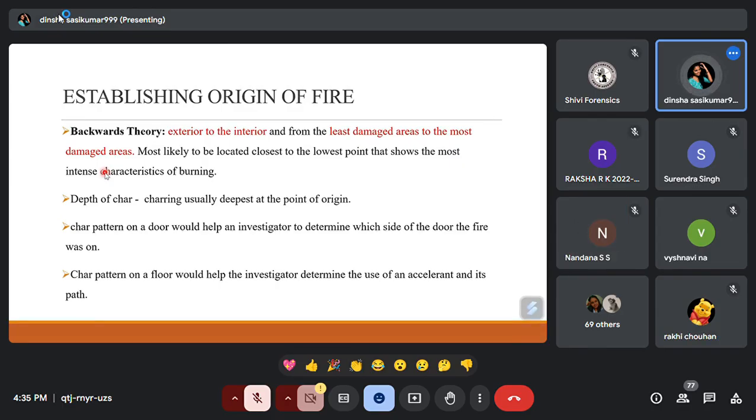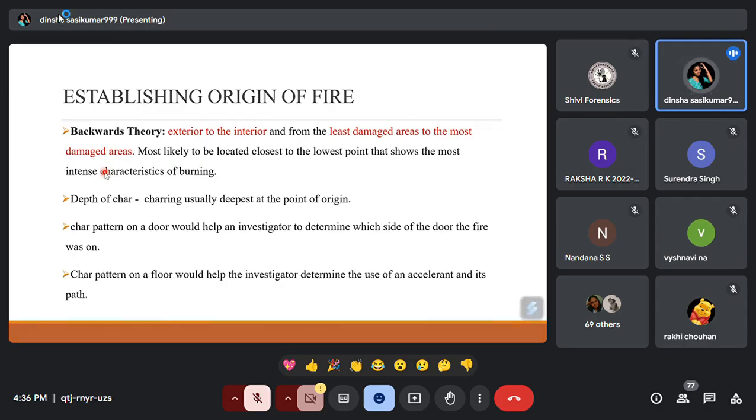Backwards theory suggests that the investigation should proceed in an exterior to interior manner, or from the least damaged area to the most damaged areas. The origin is most likely to be located closest to the lowest point that shows the most intense characteristics of burning. So the investigation should proceed from the exterior of the crime scene to the interior, from the area with minimum damage to the area with extreme damage. During investigation we have to follow this backwards theory.